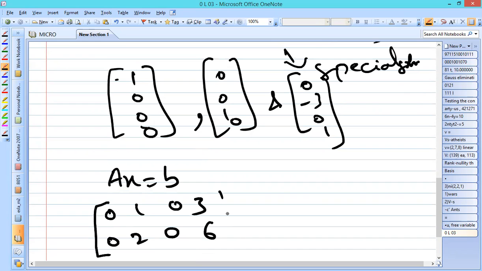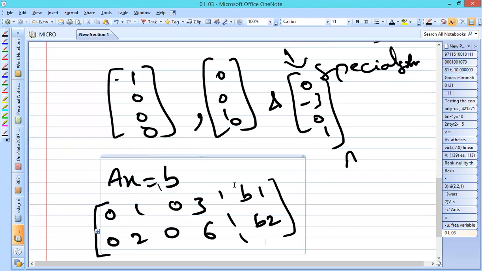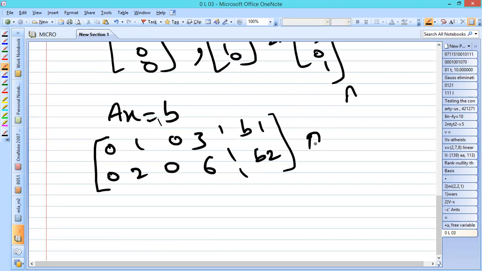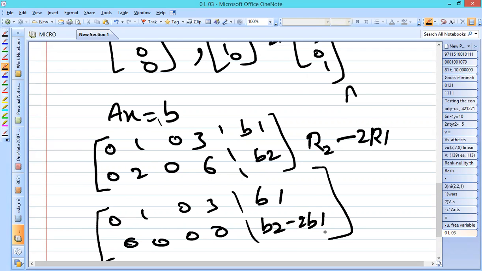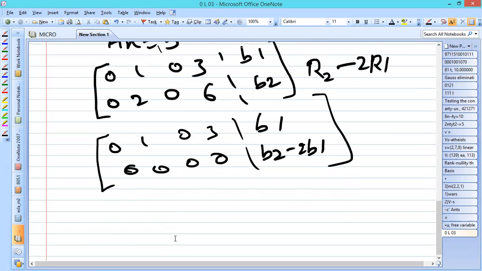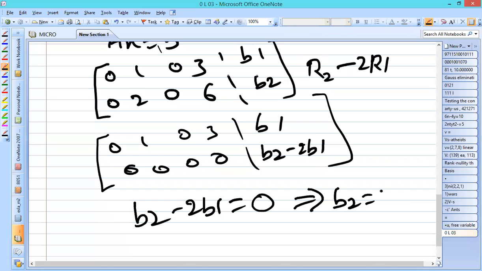So 0 2 0 6, comma. On the right-hand side, for Ax is equal to B, we can write the solution with B1 and B2, in the augmented form. As we have seen, we applied R2 minus 2R1, right? So perform that, and we'll get 0 1 0 3 B1 and 0 0 0 0 B2 minus 2B1 in the augmented matrix. So Ax is equal to B is going to have a solution when B2 minus 2B1 has the value 0, which implies that B2 is equal to 2B1.